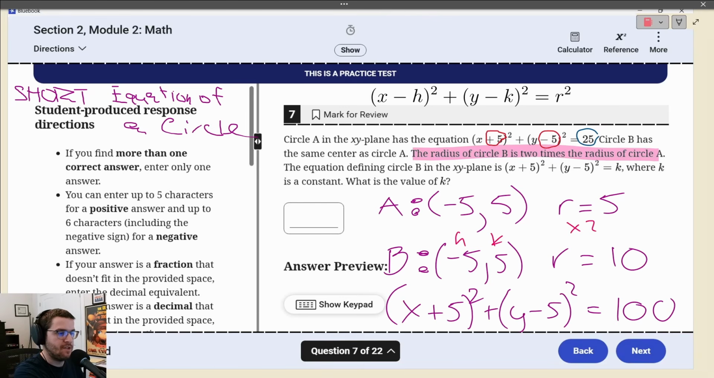Now you can compare this to the problem, because the left side looks exactly the same, right? And we can see that k is 100. So the answer to this problem is 100.